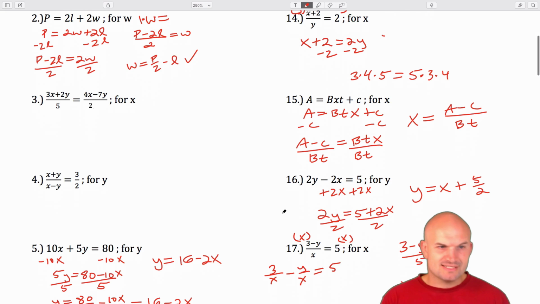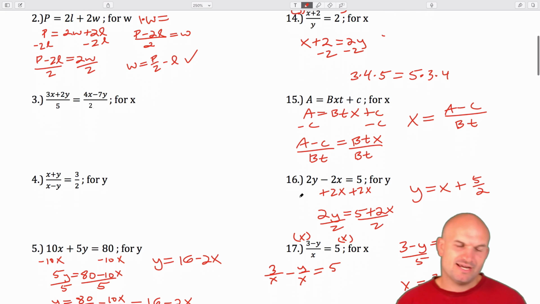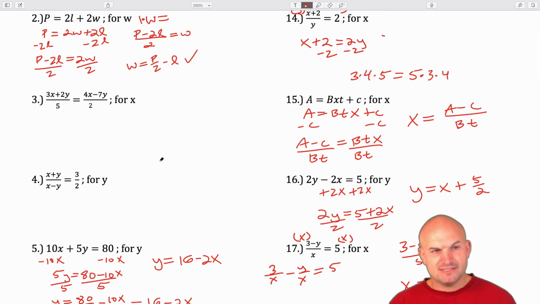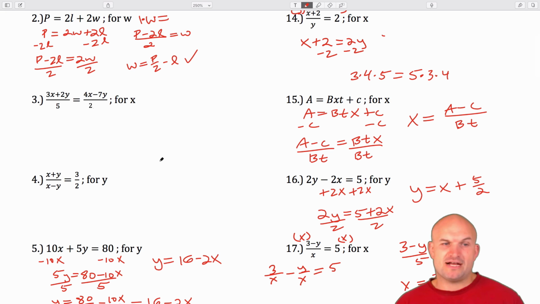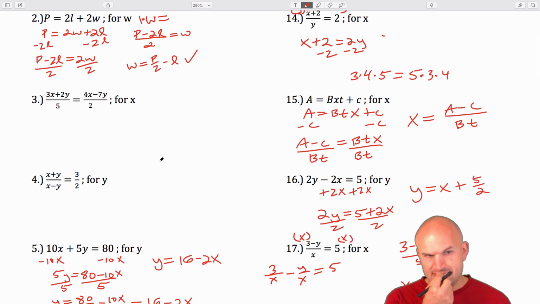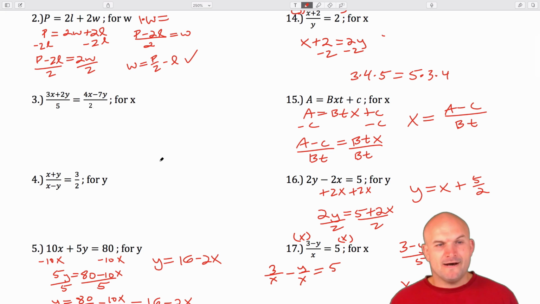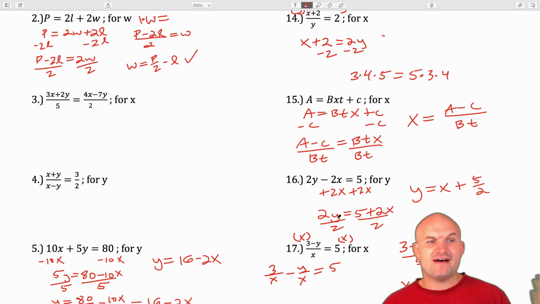All right, so now let's get into the fun ones here. It's number 3 and question number 4. So number 3 here is, fortunately we have x, but we have x's on both sides, right? And we have some fractions. So the main thing I'm going to want to do is get rid of the 5 and the 2 in the denominator. So to do that, I'm just going to multiply by a number that 5 and 2 both divide into. Because if 5 divides into that number, you're not going to have any remainder here.